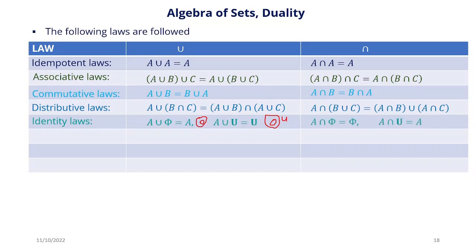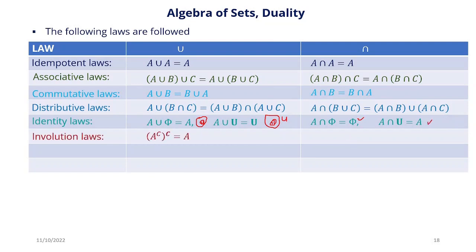A intersection phi is phi, because the empty set is inside A, so the intersection is nothing. I mean, if A intersects nothing, then it is nothing. Okay. So A intersection U is A. See, this is the intersection. So that's why this is phi, and that's why this is A.